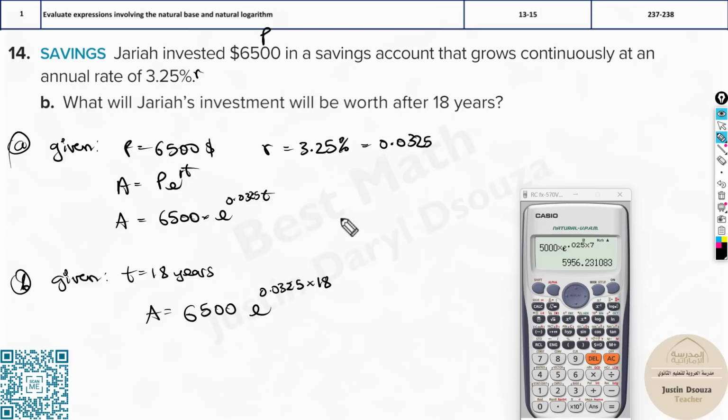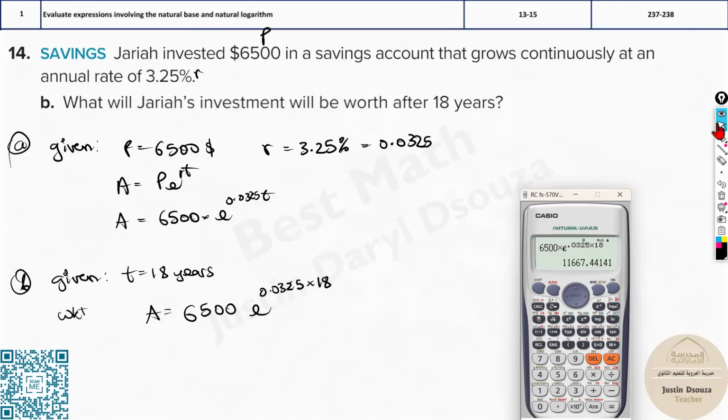I would highly suggest you write the formula first, and then substitute it, because in the B part otherwise it's just one sentence, that's it. You can write this formula which you obtained from A, or you can write "we know that," something like that, and then substitute t as 18, and now just put it in the calculator. I did not remove this because I'm just going to edit it over here. It's going to be 6,500 e to the power 0.0325, and the t value is 18 years.